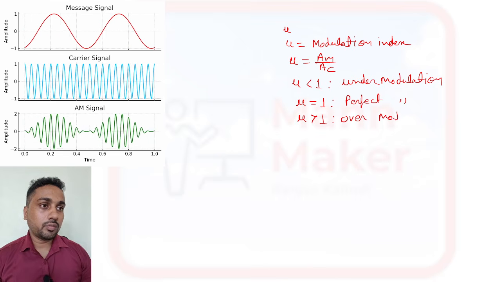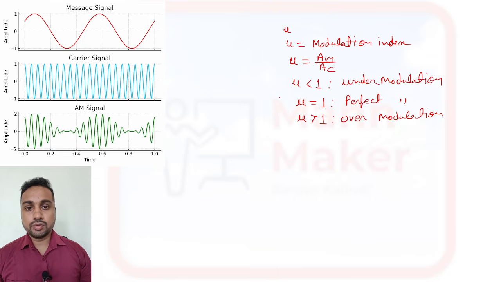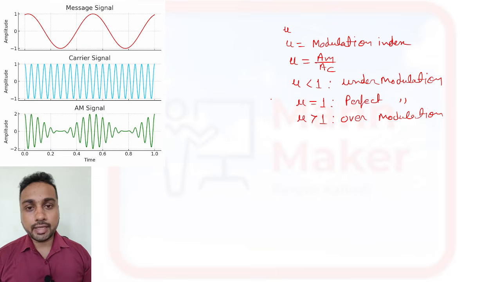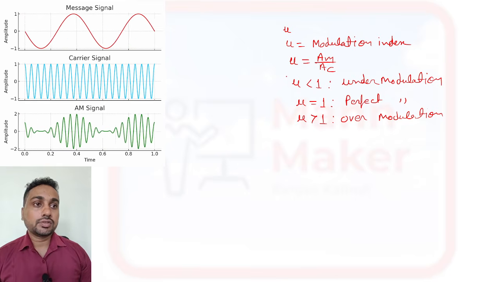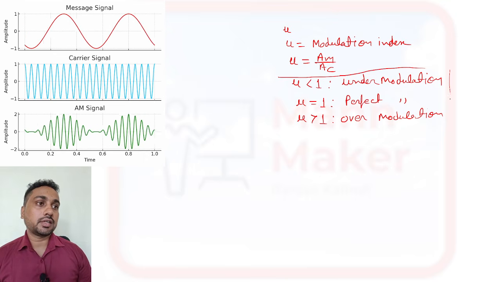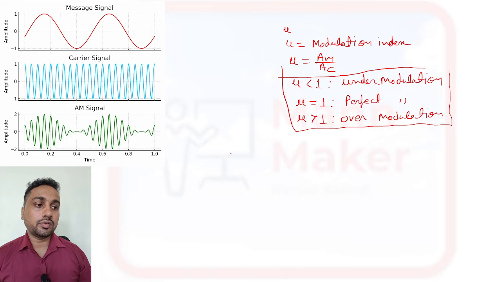Over modulation. Okay, this is important. In an objective type, MCQ type question, they will ask this thing. So just remember this is the condition of modulation index. Okay, this you need to remember.